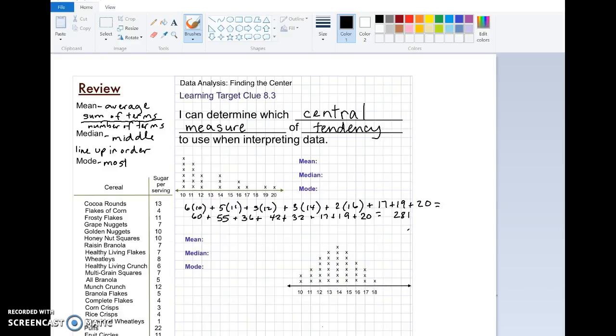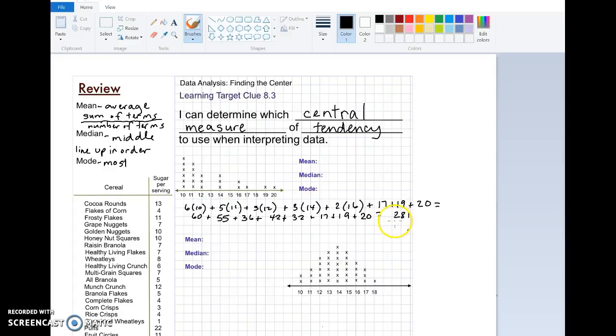I came up with 281. I multiplied 6 times 10 and got 60. 5 times 11 gives me 55. 3 times 12 is 36. 3 times 14 is 42. 2 times 16 is 32. And then I had a 17, a 19, and a 20. And I added all of those numbers up, and I came up with 281. So that's the sum of all of my terms.